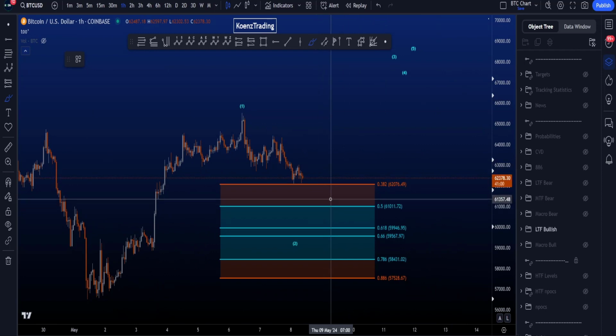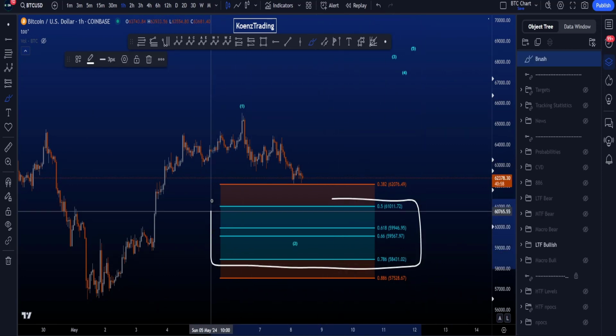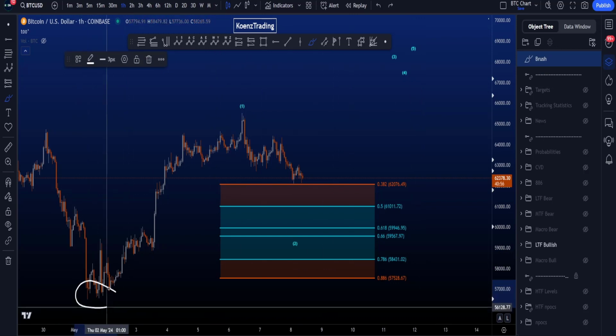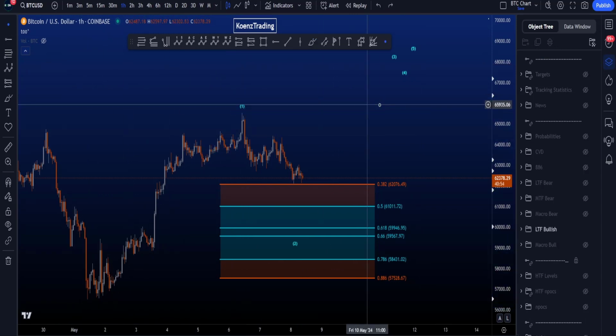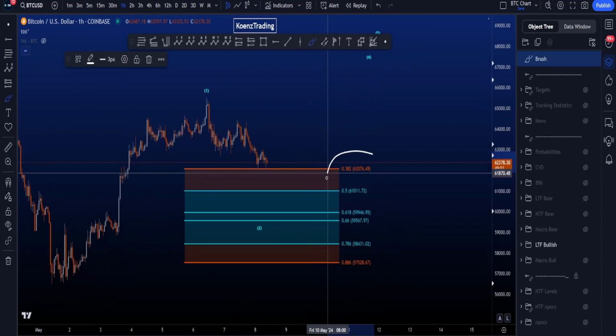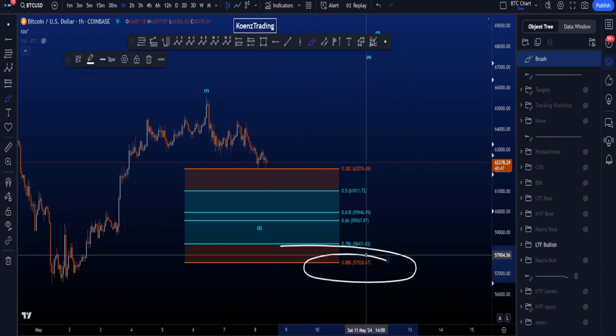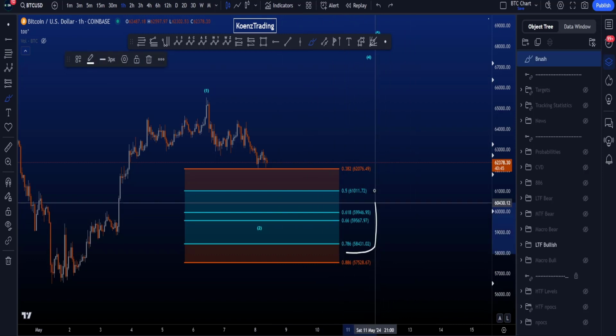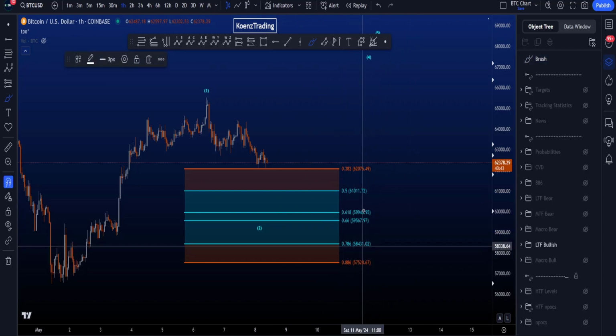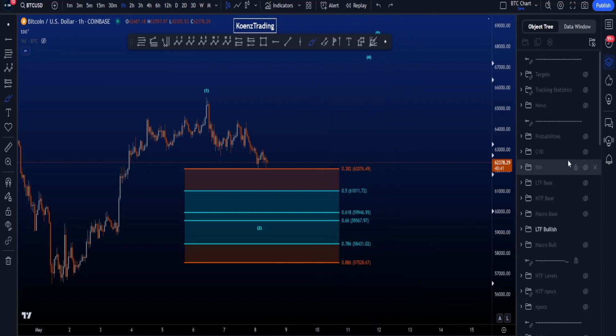The common target area for your wave 2 is the blue box, the 0.5 to the 0.786, taken from the low to the high of this blue wave 1. An uncommon target, but a target nonetheless, is the 0.382, and the 0.886 is very rare. Now your common target area sits between 61k and 58.4k, and the 0.382 is at 62k.